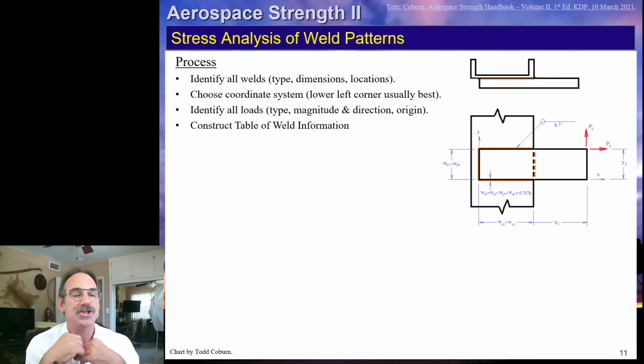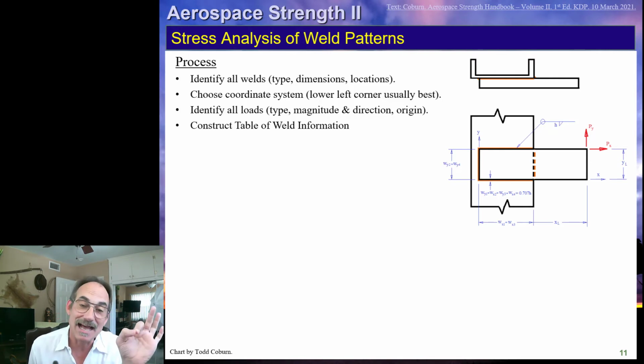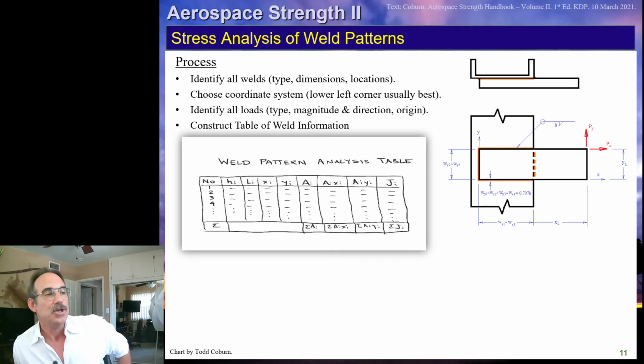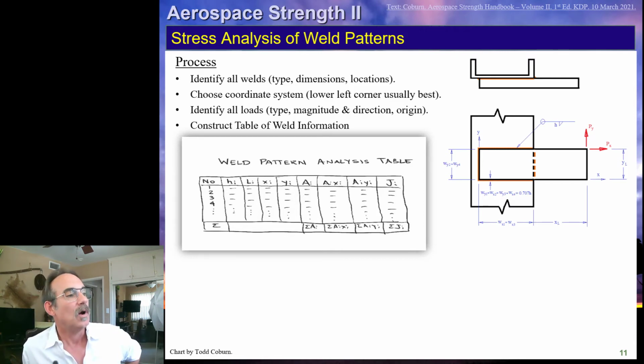We then are going to construct a table of weld information to do our analysis. Now I'm going to show you how that's done, and I'm going to walk you through that process, and then we'll get some more equations to feed that table, okay? It looks like this. You can see in this table, we're going to have a bunch of columns. The first column is the number of the weld. We're going to number them 1 to whatever. 1, 2, 3, 4 in this case, right? There may be more. We're going to have an H for each weld, whatever that H size dimension is. Put all those in. We're going to have a length of each weld, right? Two horizontal welds are that long.